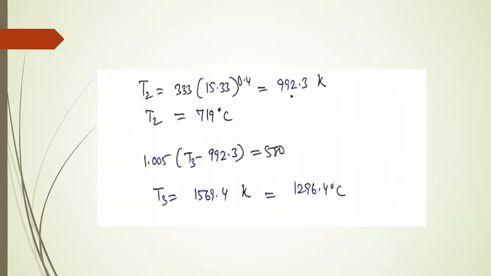Now the value of T2 comes out to be 992.3 Kelvin. Substituting the value of the heat supplied and the value of Cp and the value of T2 in the expression for the heat addition, the value of T3 comes out to be 1569.4 Kelvin.